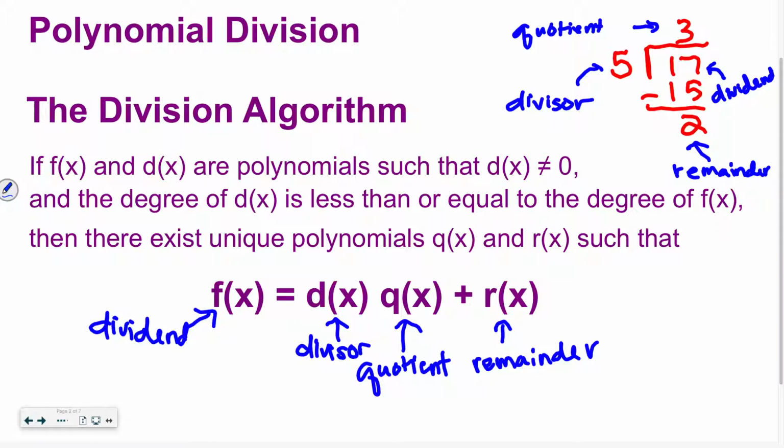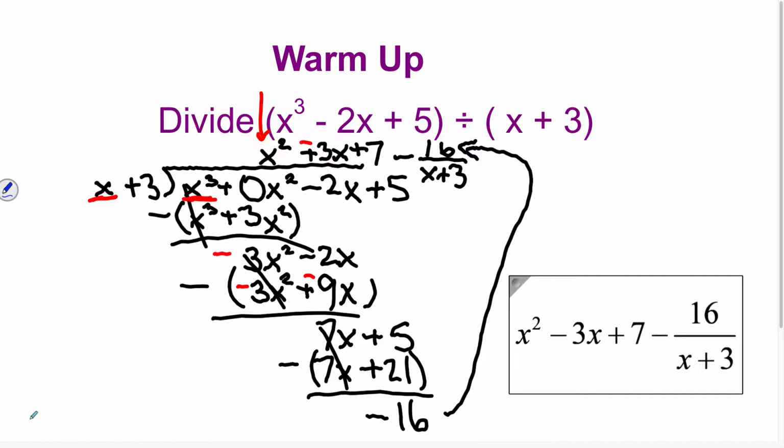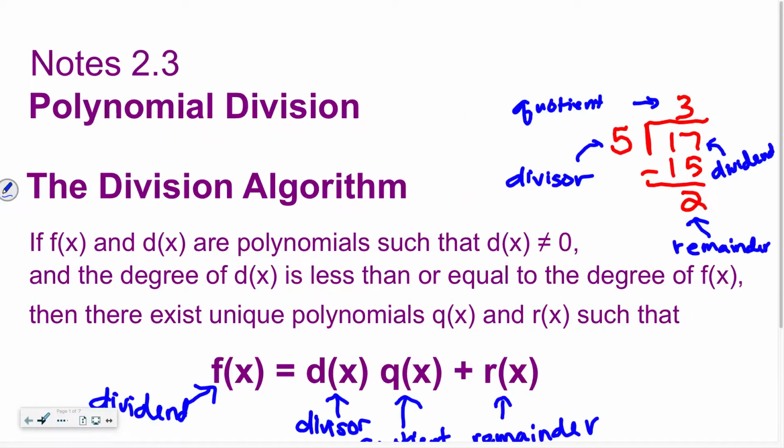And it also says something here. The degree of d of x is less than or equal to the degree of f of x. So that should make sense to you. Like, I'm actually going to flip back to Christopher's work on the warm-up. If we switch these 2 around, it would be hard to divide a linear function by a cubic function, right? So we're just saying that the one inside has to have equal degree or greater degree than the divisor on the outside, okay, so that we can actually do division.